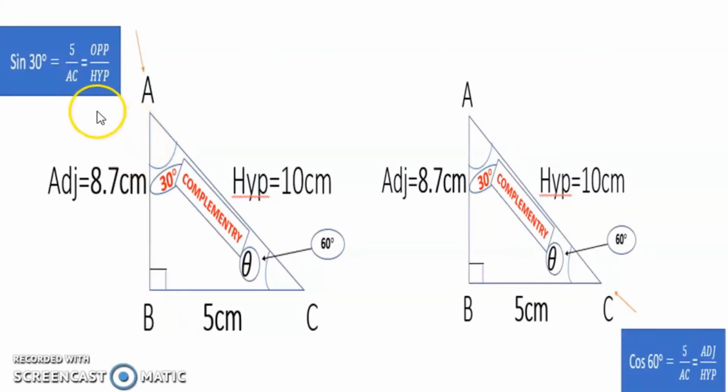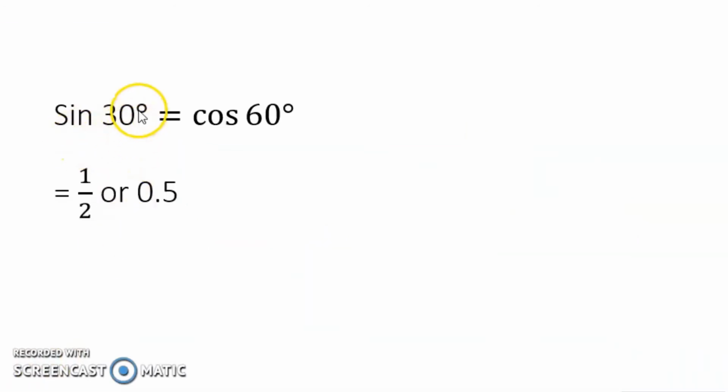This shows us that there's a relationship between sine and cosine, and that relationship is what we call complementary angles. Therefore, sine 30 degrees is equal to cos 60 degrees, which is equal to half or 0.5. You can use your calculator to check this relationship. Sine 30 is always equal to cos 60. Why? Because they are complementary angles.